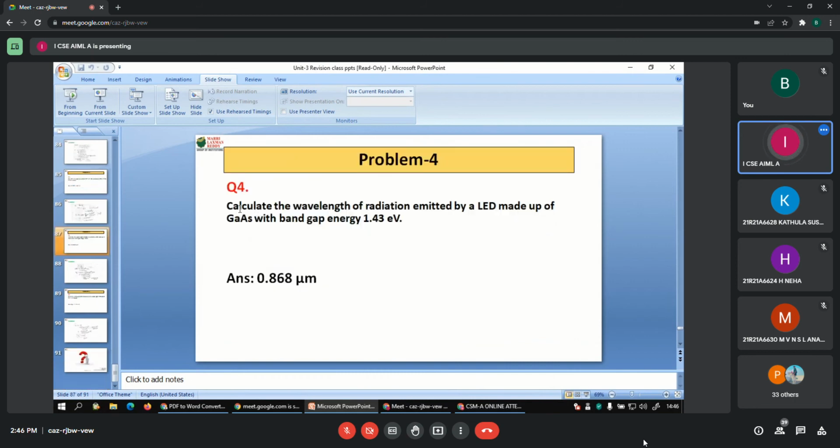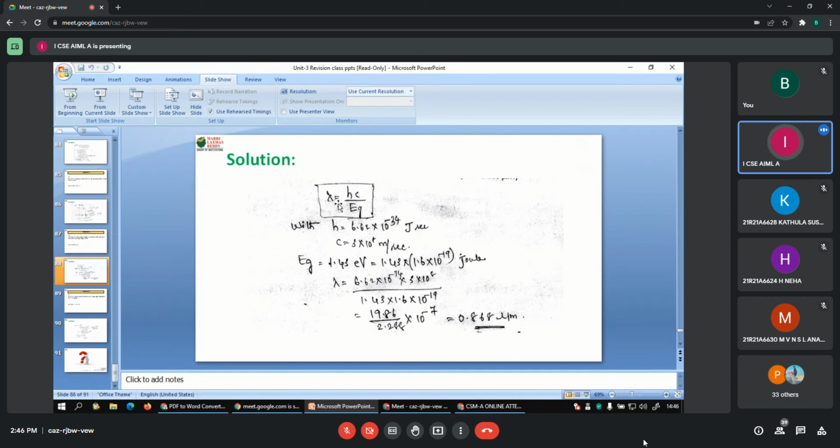Okay. Next, fourth problem. Calculate the wavelength of radiation. Already you know E equals h nu. Based on that, we can write E_g equals h nu. Nu equals c by lambda. From that, we are finding the E_g value like this.